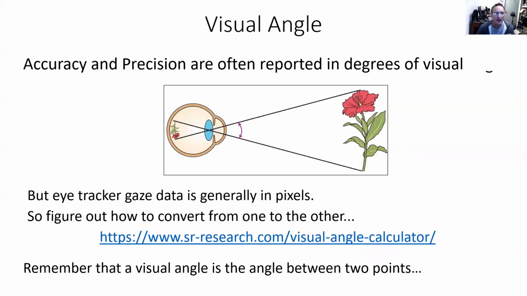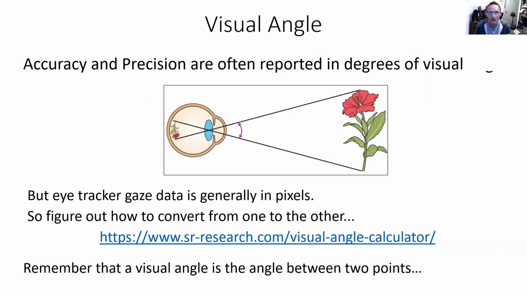Now, I mentioned that accuracy and precision are typically reported in degrees of visual angle, but we all know that eye trackers themselves generally deliver gaze data in screen pixel coordinates. So at some point, you're going to need to understand how you get from one to the other. Now, I'm going to show you a kind of trick for getting from one to the other that you can use with EyeLink data.